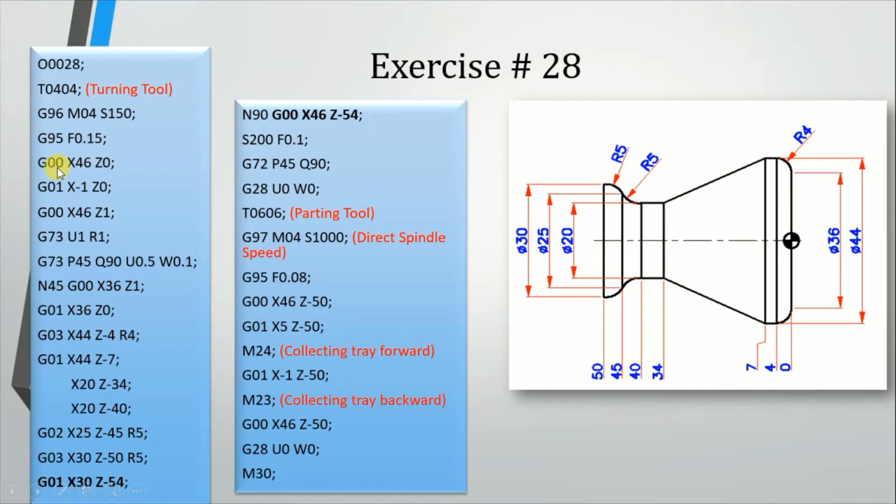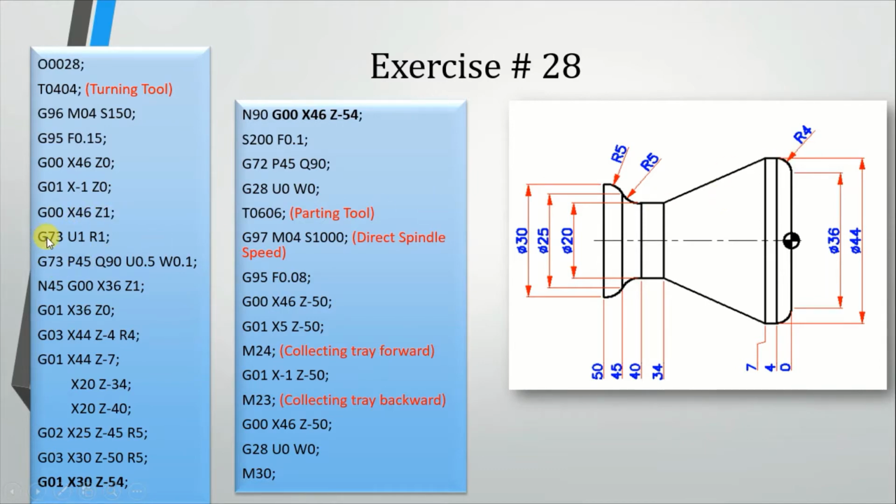And then next line, G00 X46 Z0. Our workpiece is 45, and now the tool will come here with rapid feed, G00 X46, just half millimeter above Z0. In the next block, G01 X-1, with G01 we will do facing until here X-1, and then G00 X46 Z1, the tool will go back.